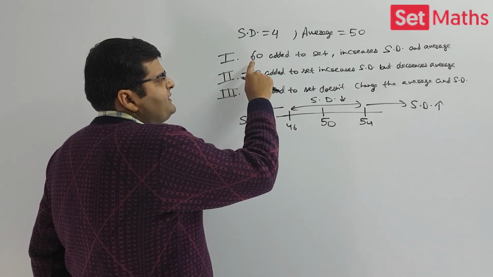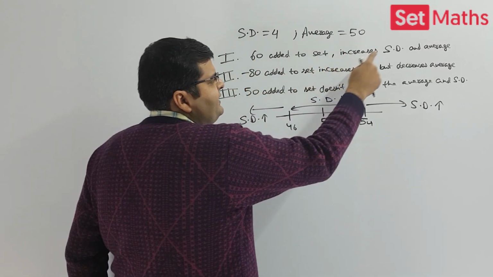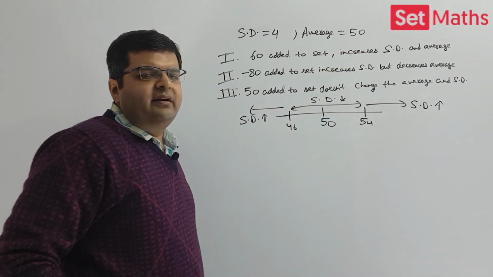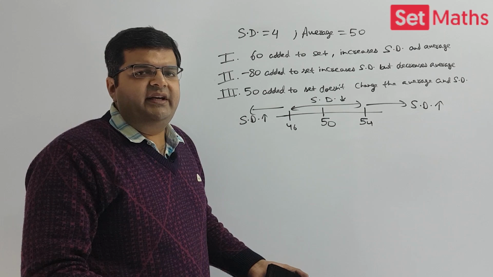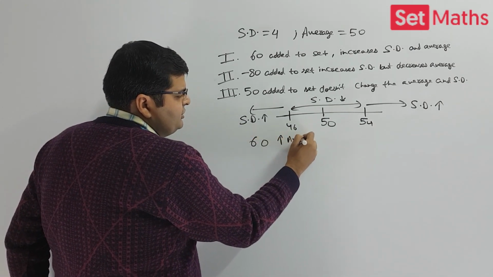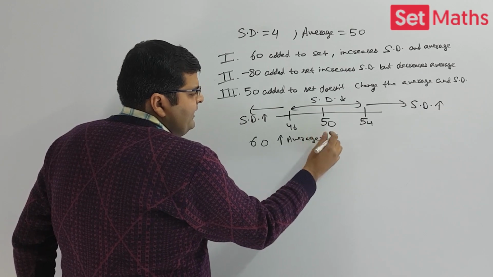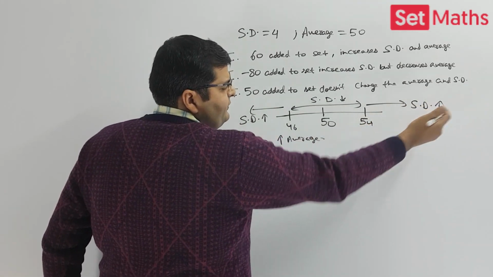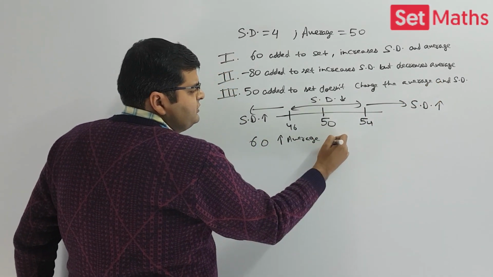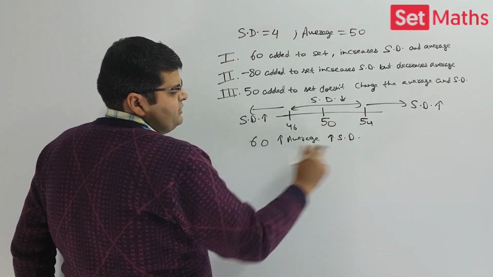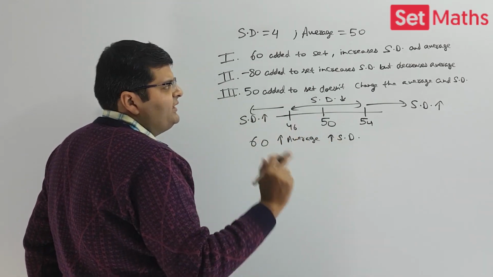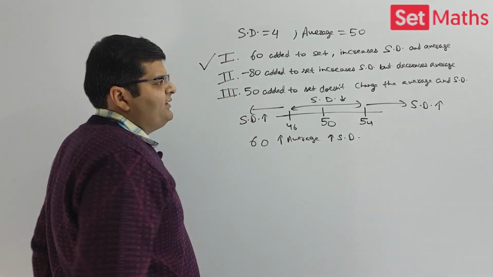The first option says that if 60 is added to the set, it increases standard deviation and average both. The current average is 50. If I add a value more than 50, it increases the average. So 60 will definitely increase the average. Also, 60 is lying in this region, which is more than 54, so it increases the standard deviation. So adding 60 to the set increases the average as well as standard deviation. So statement 1 is correct.